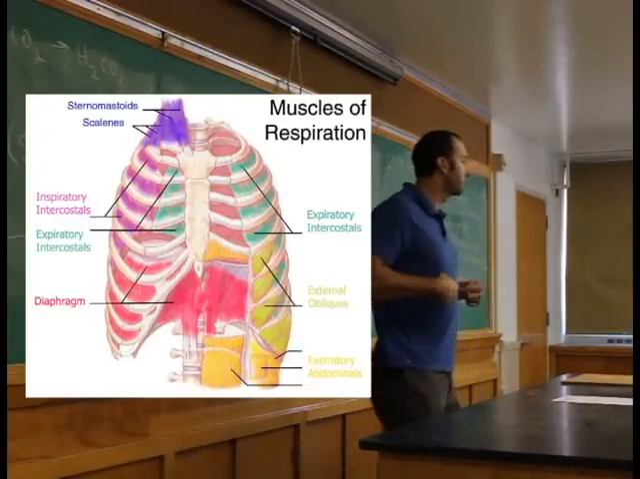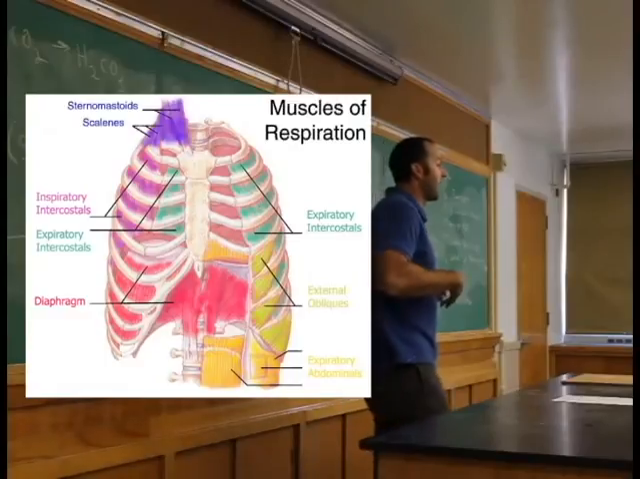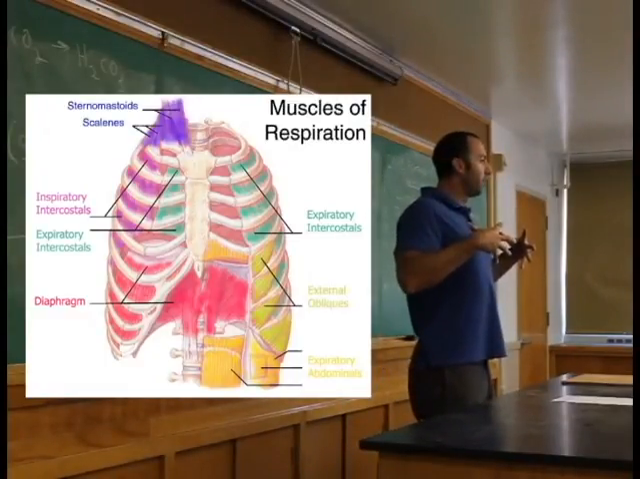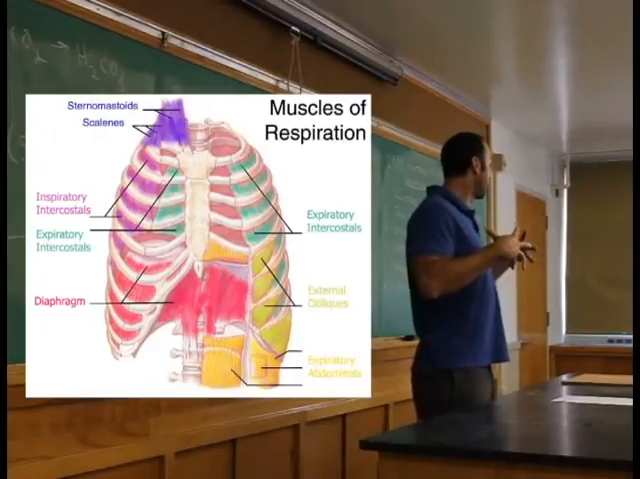Yes, there are intercostal muscles in your ribs, in between your ribs. The external intercostal muscles pull the chest upward and outward, increasing the volume of the chest cavity, the thoracic cavity.